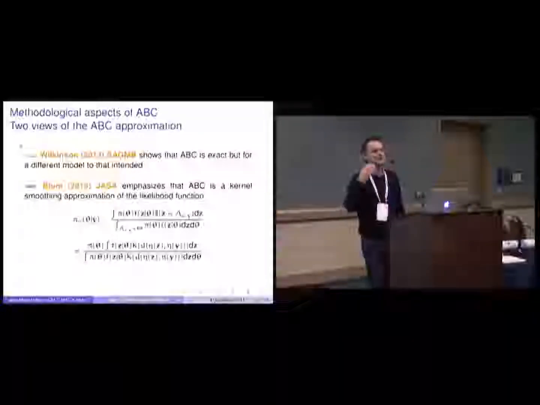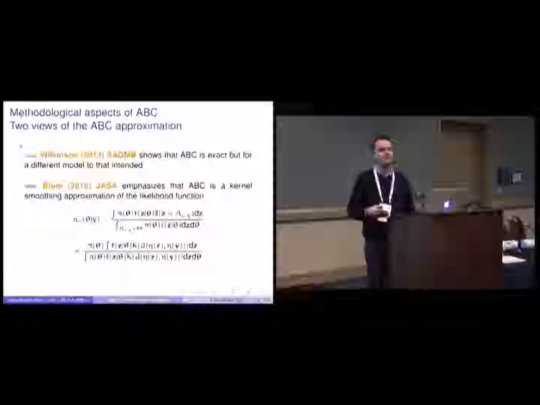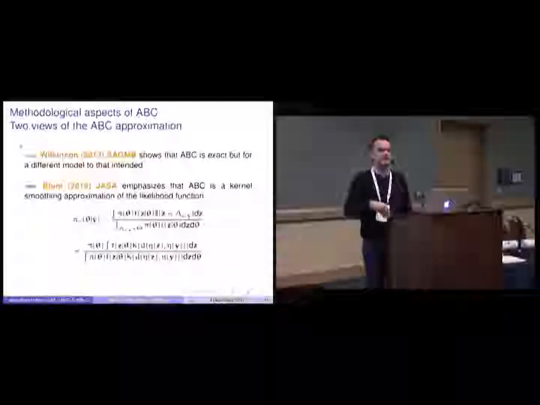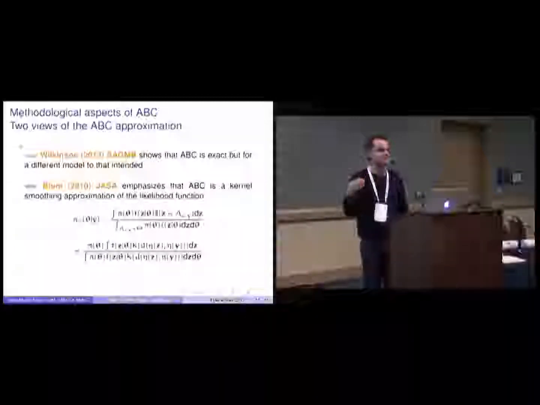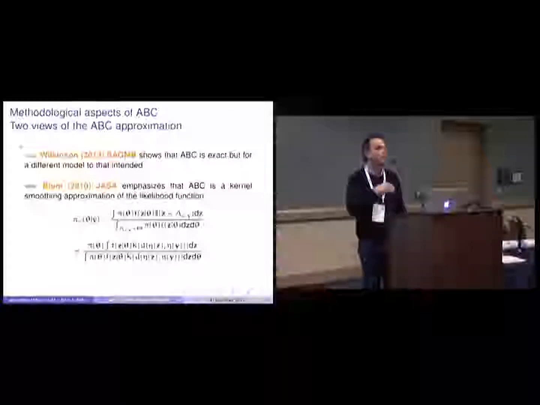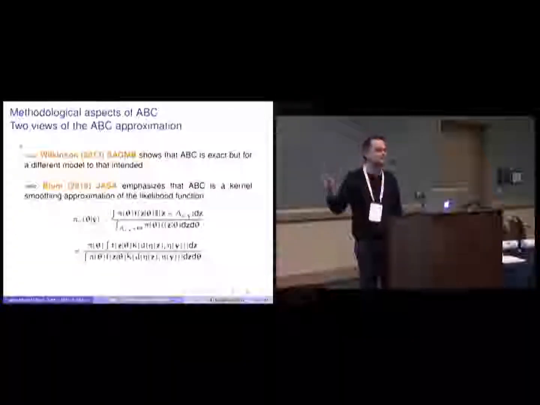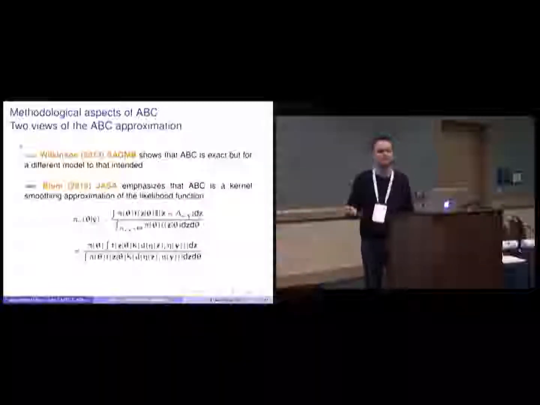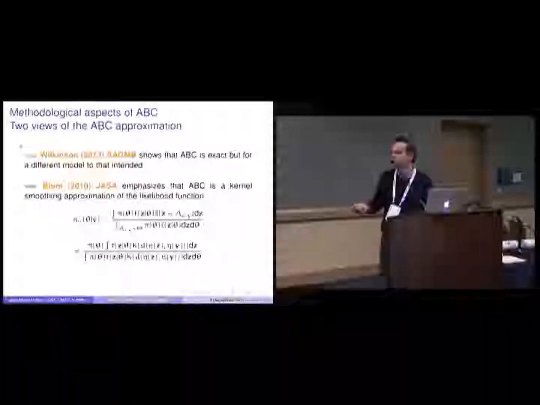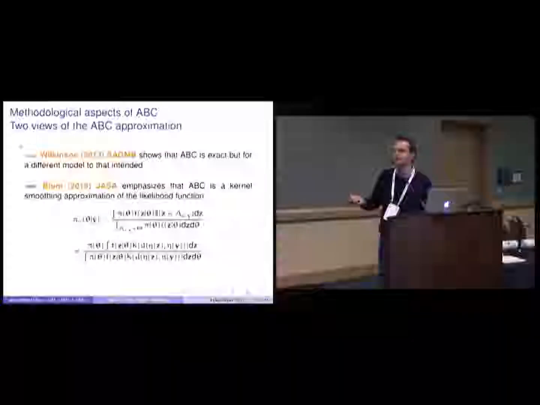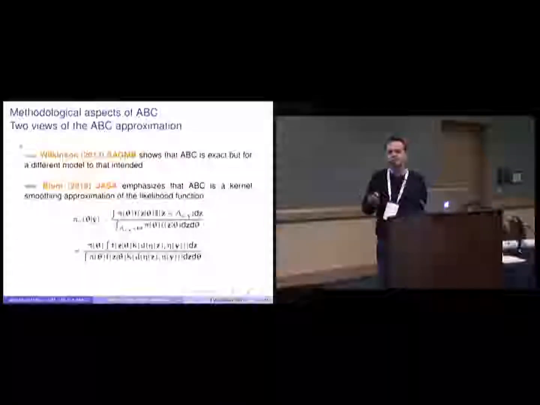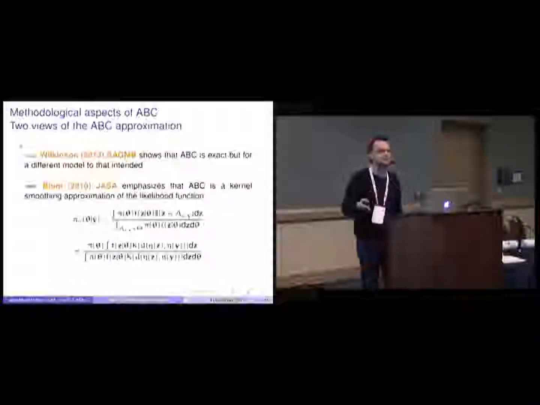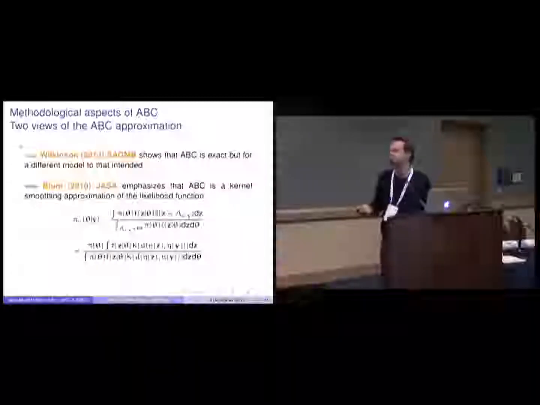So this suggests to modify the ABC algorithm, and instead of using a rectangular kernel, you can use some other sort of kernel: exponential, Gaussian, Epanechnikov, or what you want. So this view of ABC and this one allows to introduce some other ABC algorithms.